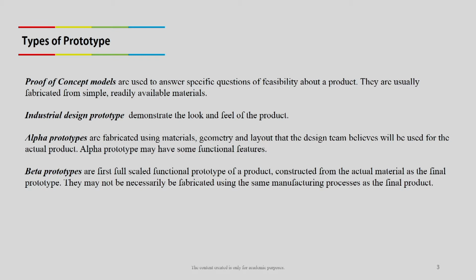Next is beta prototype. Beta prototypes are the first full scale functional prototype of a product constructed from the actual material of the final product. They may not necessarily be fabricated using the same manufacturing processes as the final product. Most of the time in beta prototype, plastic products are made through CNC milling or 3D printing.